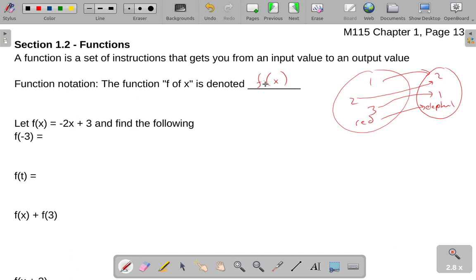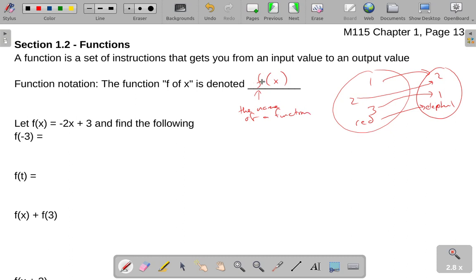Normally you think of multiplication when you see numbers right next to parentheses, but this f is actually not a number. This is the name of a function. The name of this particular function is f. Just like we call variables x or y or z, we're calling the name of this function f.